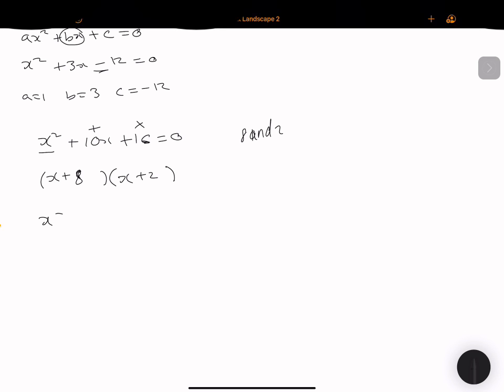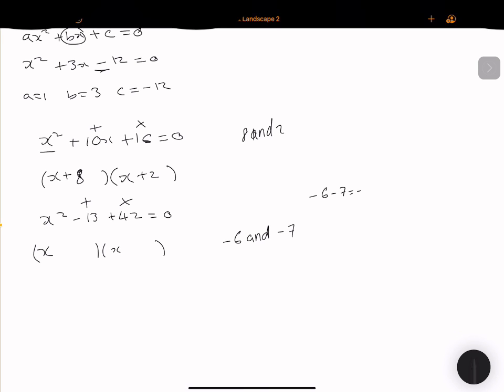x squared minus 13x plus 42 equals 0. Okay, so we're going to get two x brackets. So what adds to make that and times to make the final c, which is -6 and -7. Okay, because -6 minus 7 equals -13, and -6 times -7, which is a double negative, makes it 6 times 7 equals 42. So we're going to get -6 and -7.